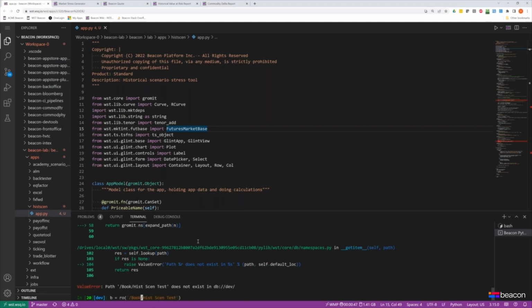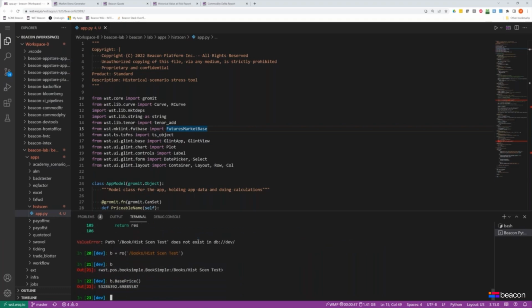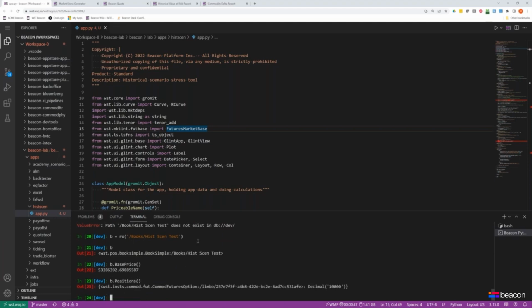Spelled that wrong. Here we go. So now I've got a handle to this book. I can do things like say, what's the price of the book, and calculate the price based on whatever market environment I'm in here. I can look at the positions of the book, right? So here, this little book has 10,000 lots of a particular futures option.